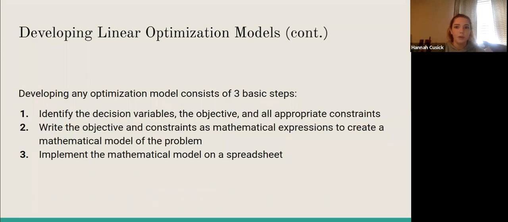Continuing on developing linear optimization models. Developing any optimization model consists of three basic steps. The first step is to identify the decision variables, the objective, and all appropriate constraints. The first thing we need to do is read the problem statement carefully and identify the decision variables, the objective, and the constraints in plain language before attempting to develop a mathematical model.